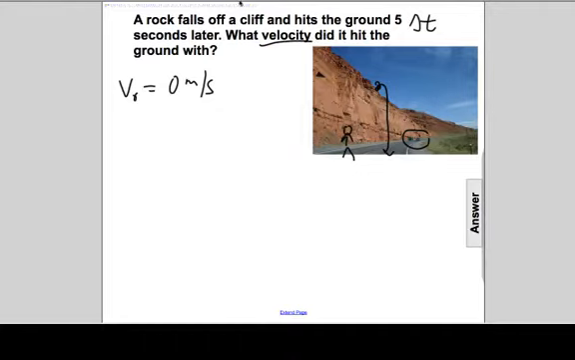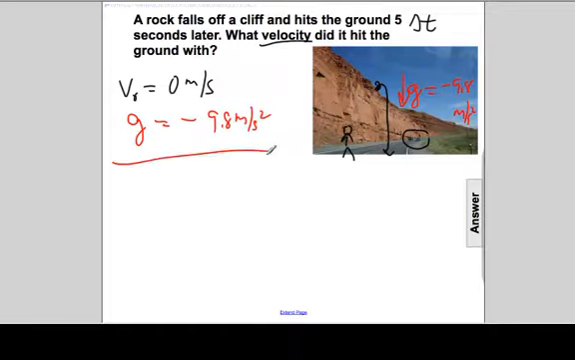Why did it fall? Why do rocks fall? Because they're being constantly accelerated down by gravity, which carries a magnitude and direction of negative 9.8 meters per second squared. Always. So gravity's always pulling it down with that value on the surface of the Earth. So there we go, we have some basic information.